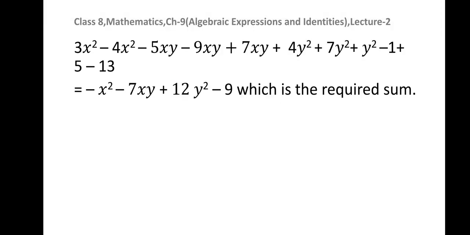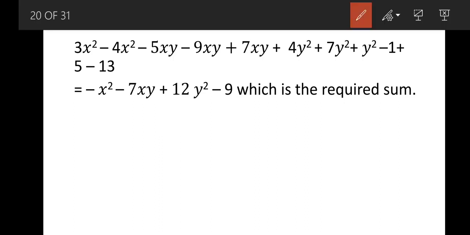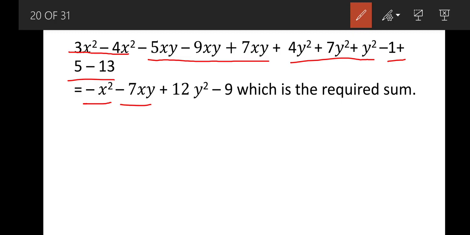Let us see how we will keep on adding them. Here I have written the like terms together. These two are the like terms of all the three expressions. These three are the like terms. Then again the y square term I have written, and then the constant terms of all the expressions. Then after solving, you will get minus x square minus 7xy plus 12y square minus 9, which will be the required sum. Simple as this. Horizontal method, I think it will be clear to you.